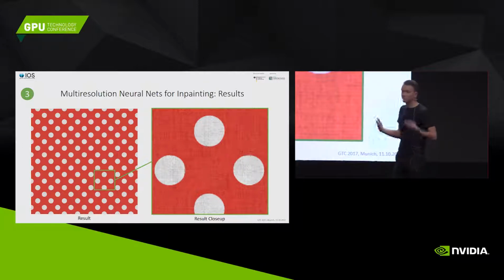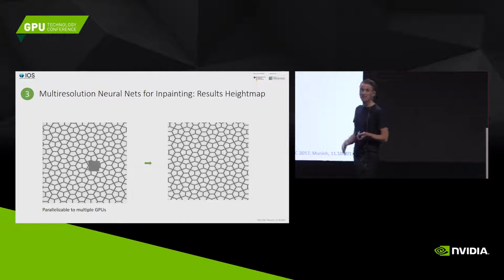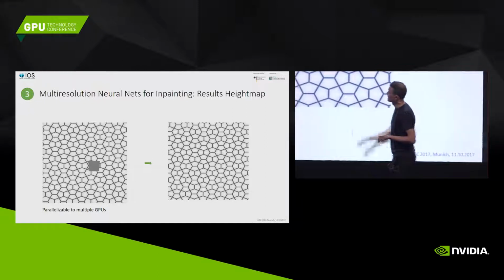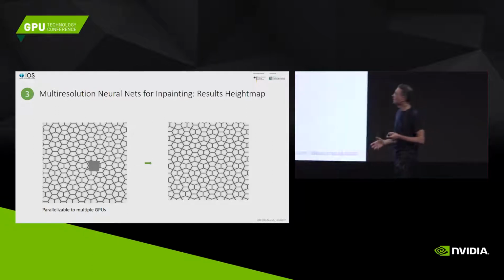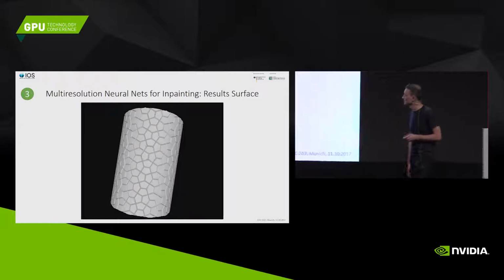But now back to height maps. Can we use this for height maps? And as it turns out, yes, it works very well with height maps too. So here, this is our height map separated from the base geometry, which I've shown you before. And here on the right, you see the in-painted version, the reconstructed version with our multi-resolution neural network. So a very cool result here.